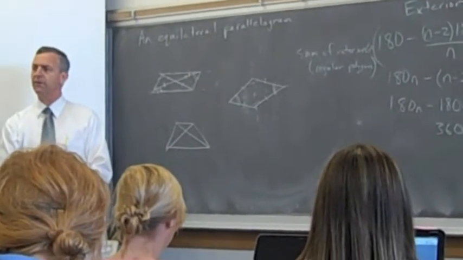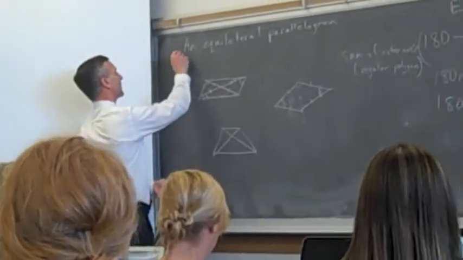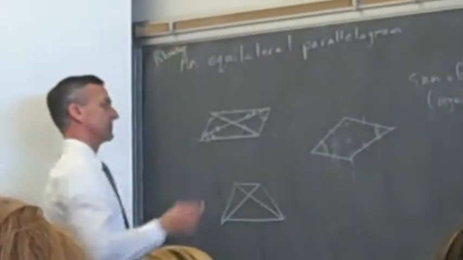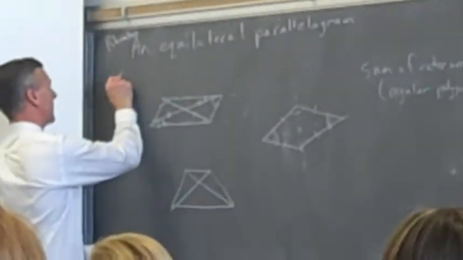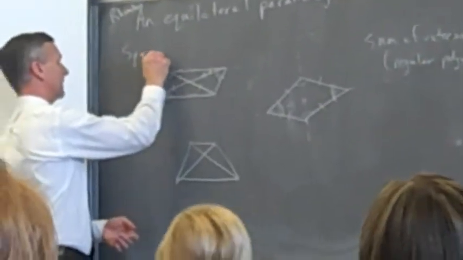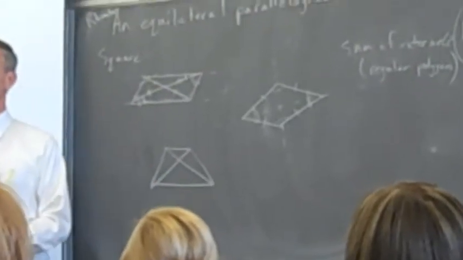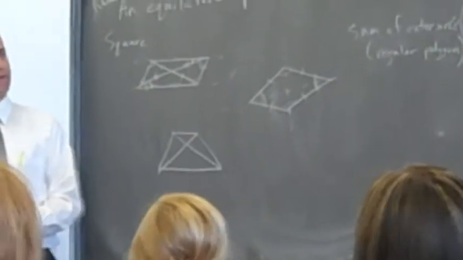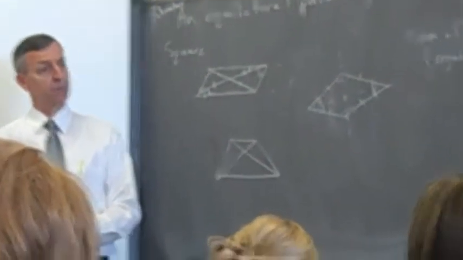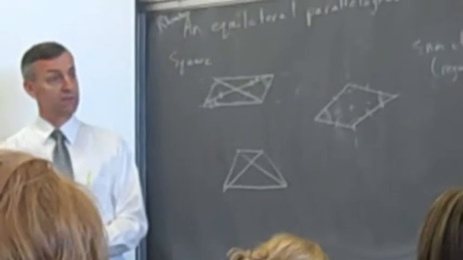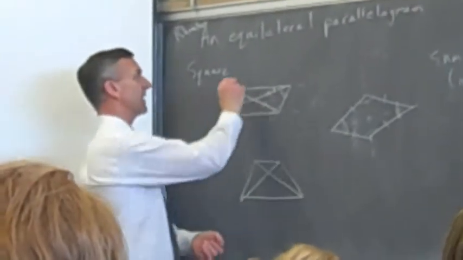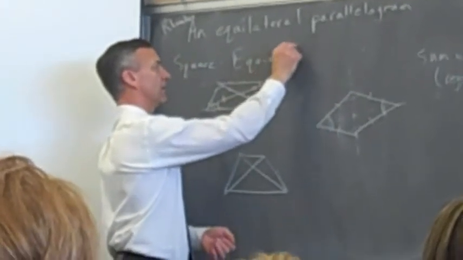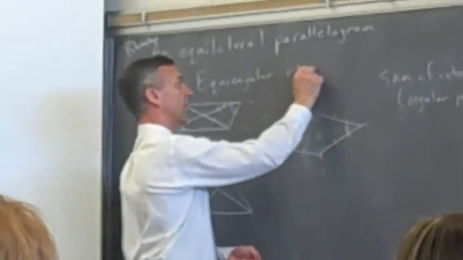How would we define a square? This here is for a rhombus. How would you define a square? Anybody? A rhombus, since they're all the same angle. 90-degree angles. A rhombus whose angles are all the same, which makes it an equiangular rhombus.